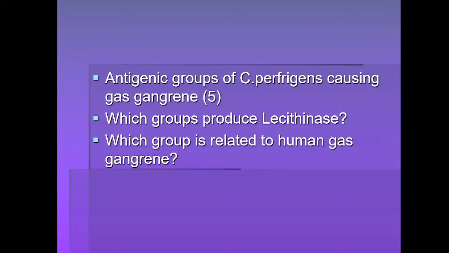We need to talk also about the serotype groups. Okay, so I think this will be the last topic. Serotype groups of Clostridium perfringens. They will have five types, A to E, and A and E will be producing the lecithinase, and group A is the only one related to gas gangrene.